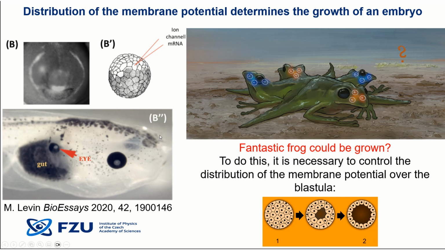Let's fantasize a little. By manipulating the membrane potential with magnetic fields, we could create a frog with 4 tails and 4 heads. It would be a monster, probably. But now let's turn our attention to a more serious question.